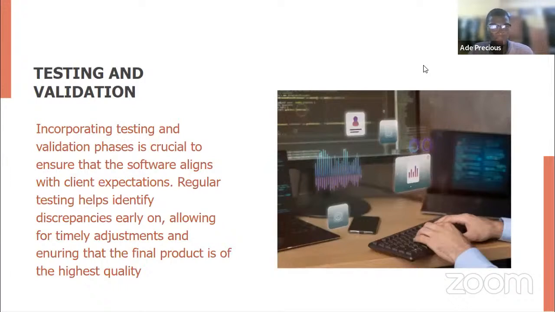Testing and validation. Another way of bridging the gap between client needs and building successful software products is testing and validation. Incorporating testing and validation phases is crucial to ensure that the software aligns with client expectations. Regular testing helps identify discrepancies early on, allowing for timely adjustments and ensuring that the final product is of the highest quality. Now this is quite explainable just by reading it.